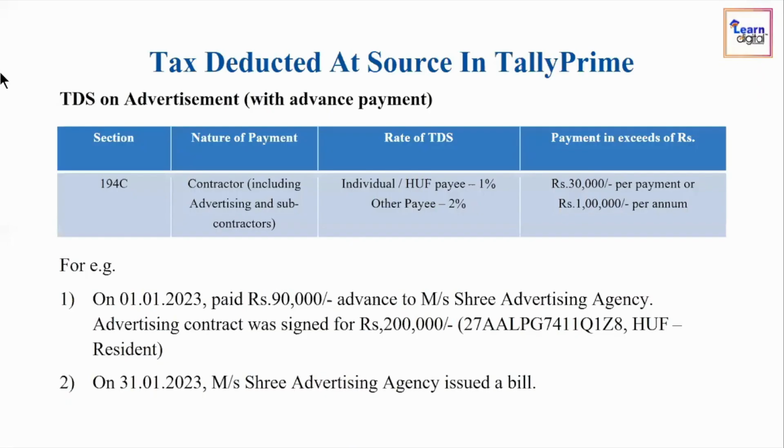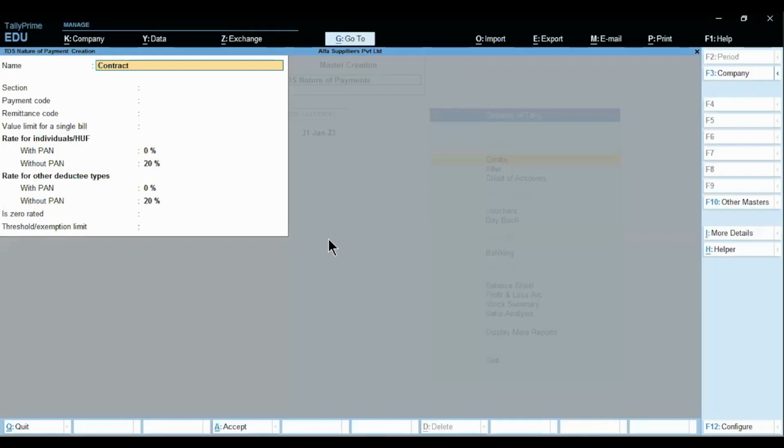The name of the nature will be contractor including advertising and subcontractor. Section is 194C. So the payment code will be, remove the one, the rest of the alphanumeric combination is the payment code. Remittance code is not available.